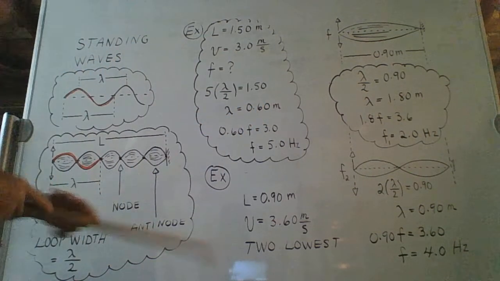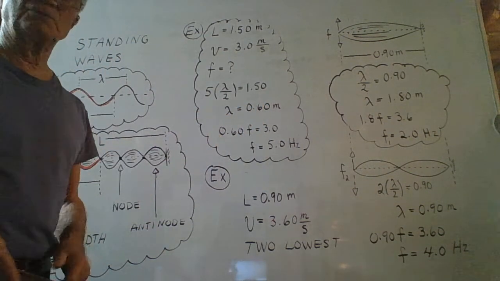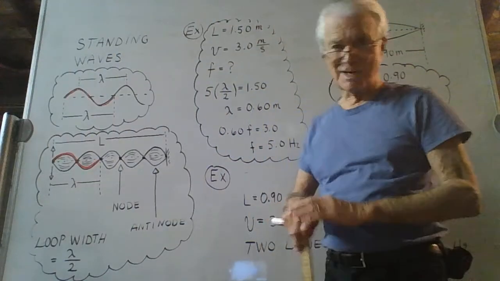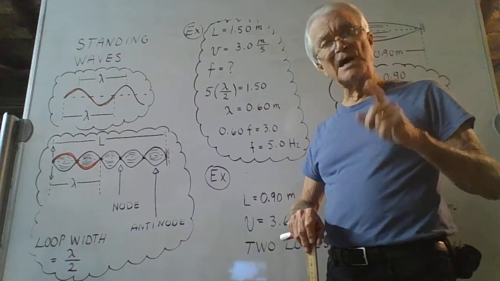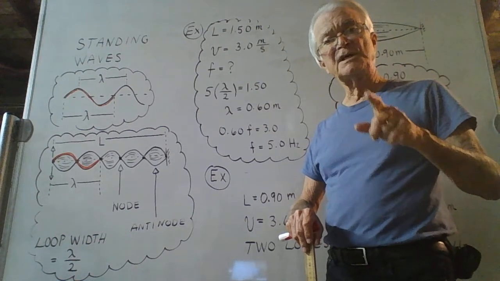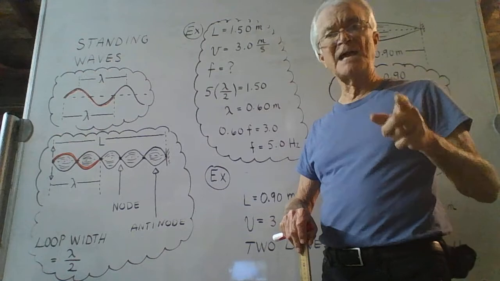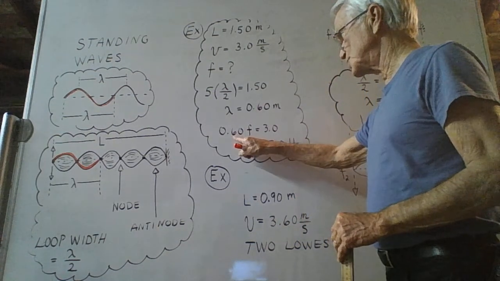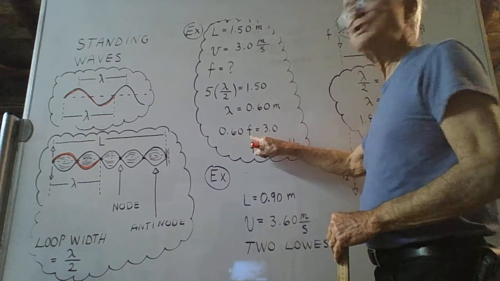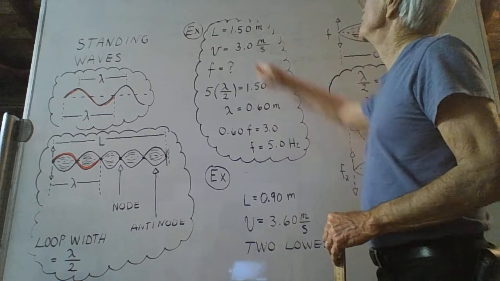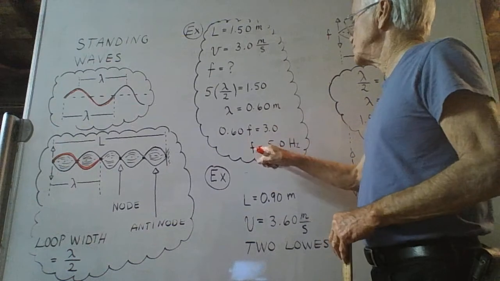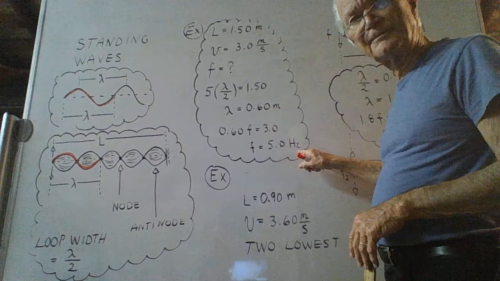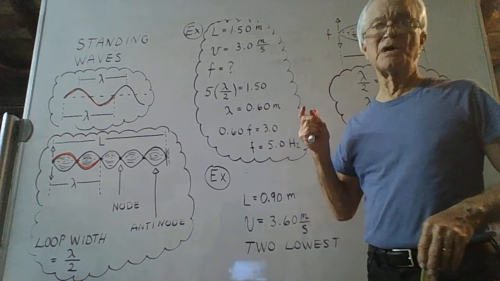And now we use the very important wave equation, which is not repeated here. You should memorize it. The wave equation is the following. Lambda times f equals v, a speed. There's your lambda we just found, 0.60. There's your f unknown. There's your speed, 3 meters per second. Solve this equation for f, and we get 5 hertz. Final answer. Let's work another problem.